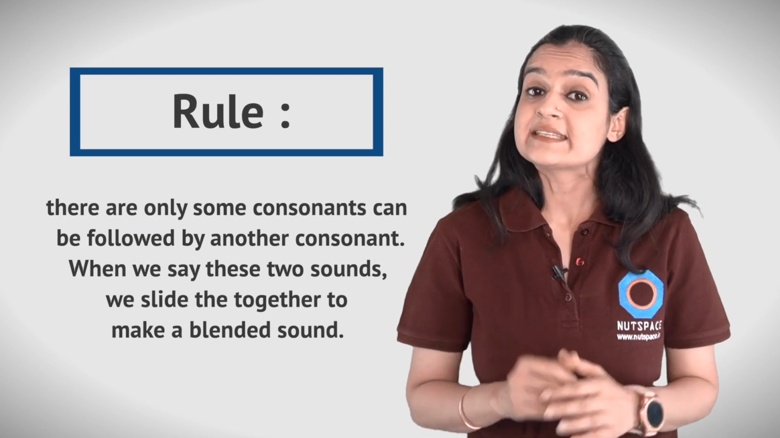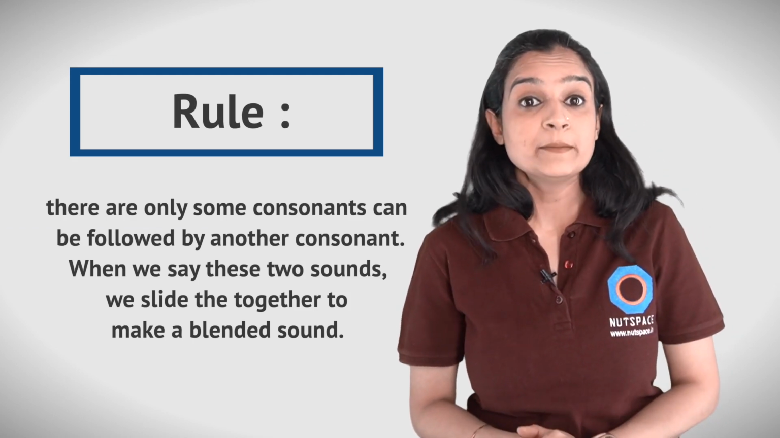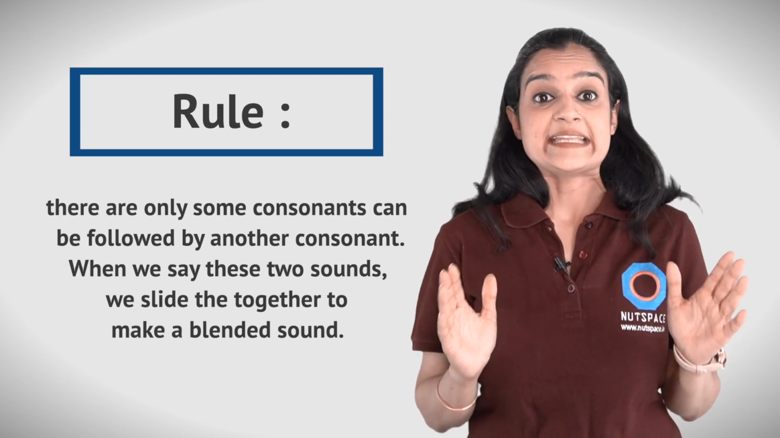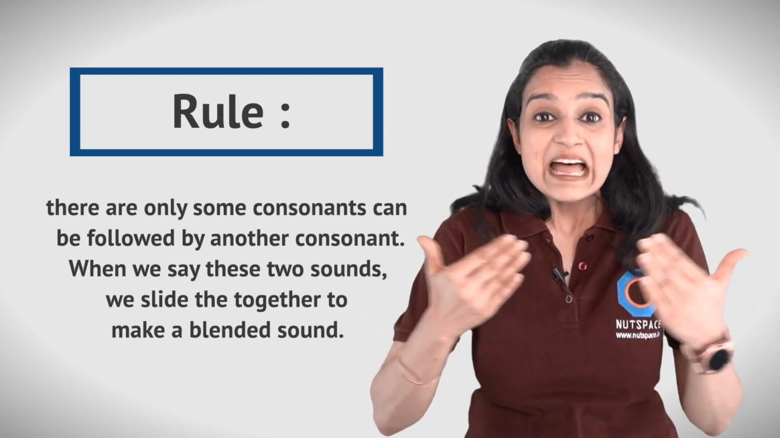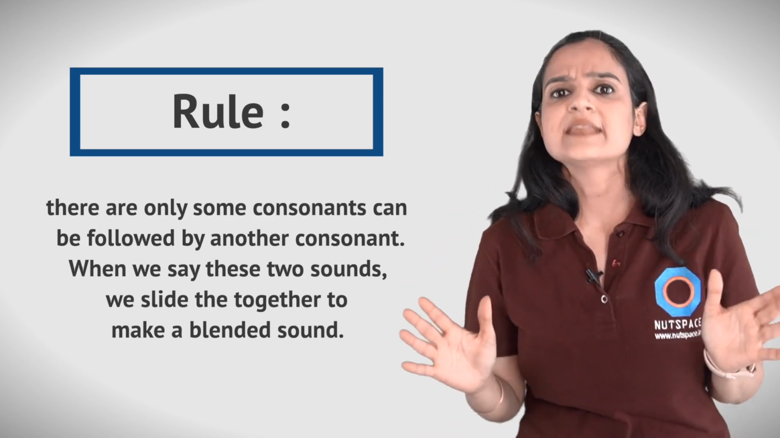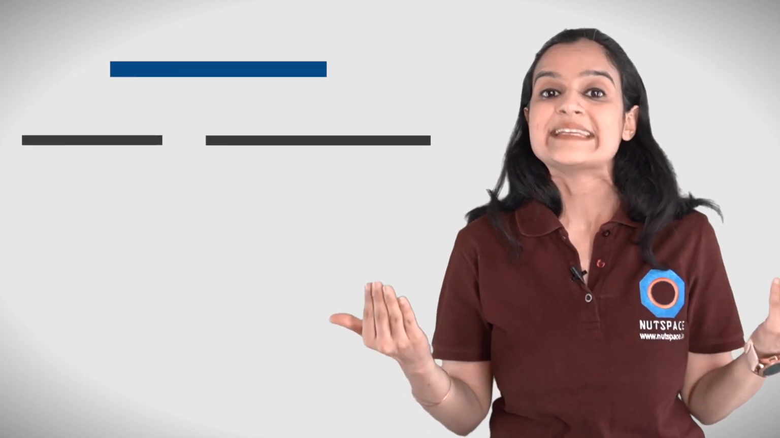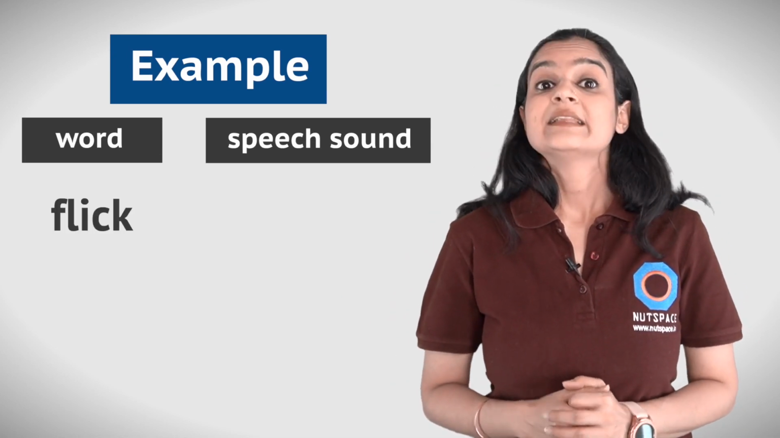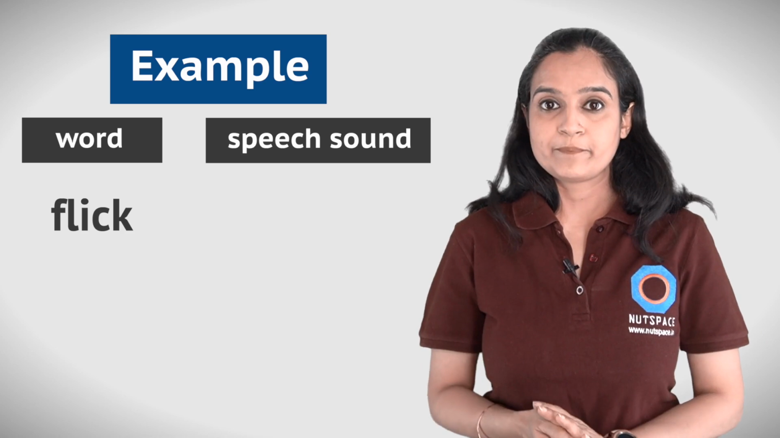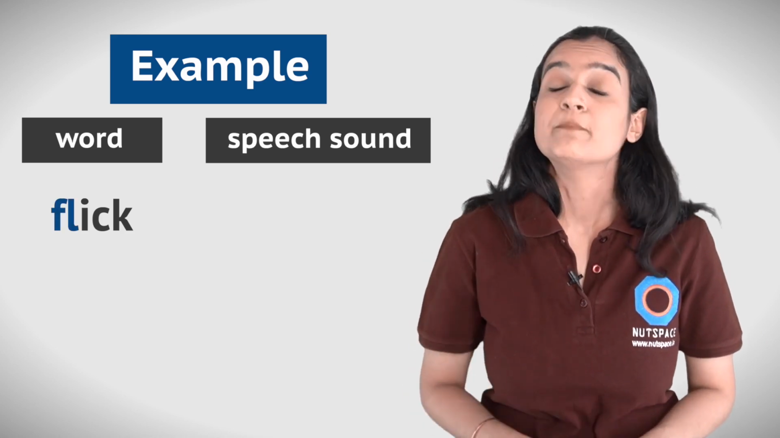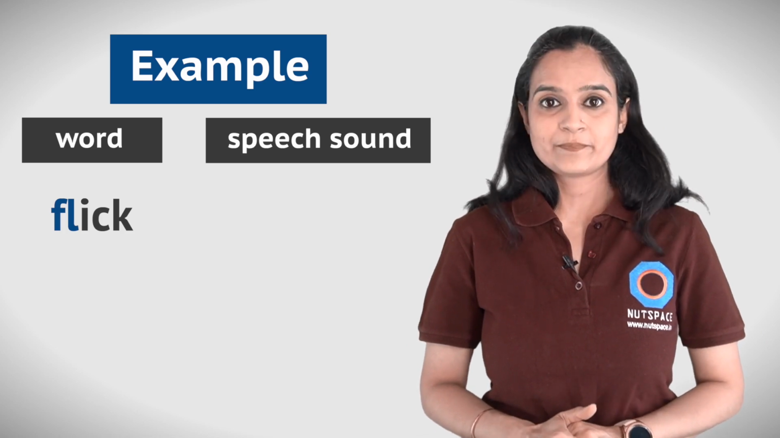So there are only some consonants that can be followed by another consonant. When we say these two sounds, we slide them together to make a blended sound. Let's understand this concept by way of a few examples. Let's take the word flick. The spelling is F-L-I-C-K. F and L are the two consonants at the beginning of the word flick.